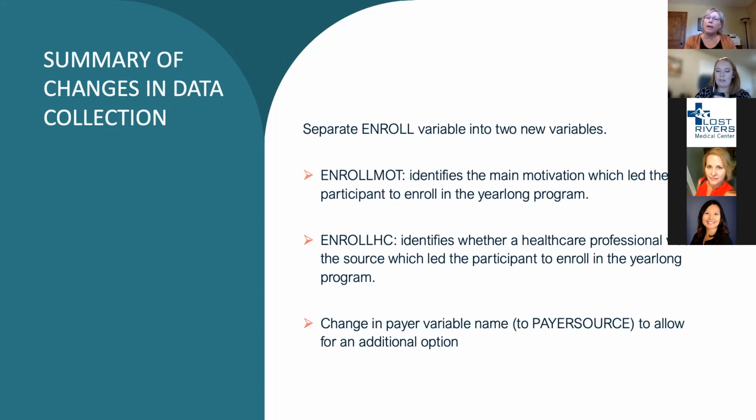So enroll HC, that other variable, asks how the participant was referred. There's choices such as doctor, pharmacist, other healthcare provider, etc. The payer type has been changed to payer source and really just includes some additional options.